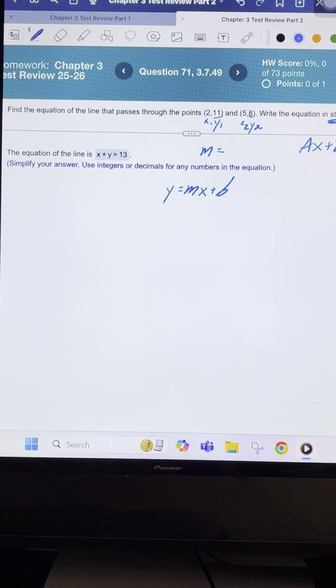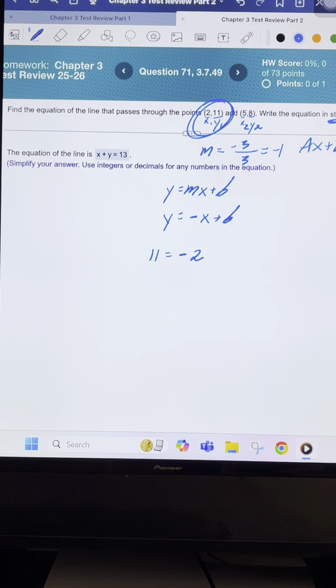Okay, now what is my slope? Let's find it. This can be x1, y1, x2, y2. So 8 minus 11 is -3. 5 minus 2 is 3, so my slope is -1. Okay, nice, easy. So y equals -x plus b.